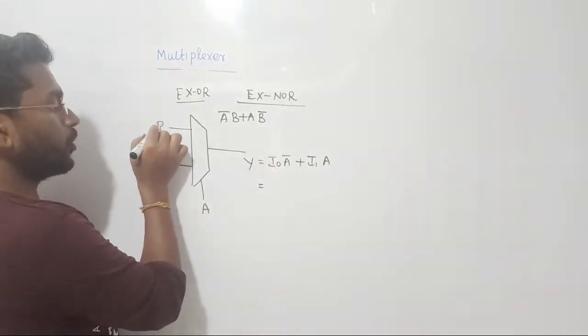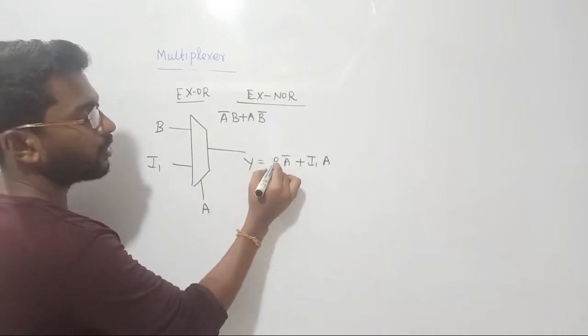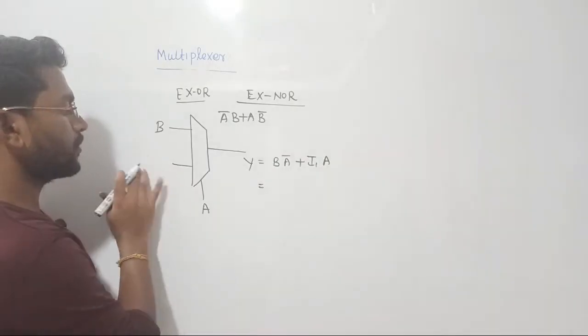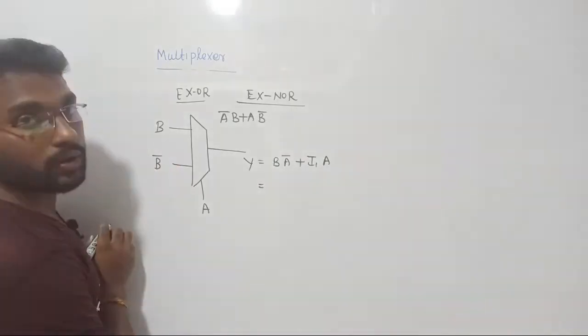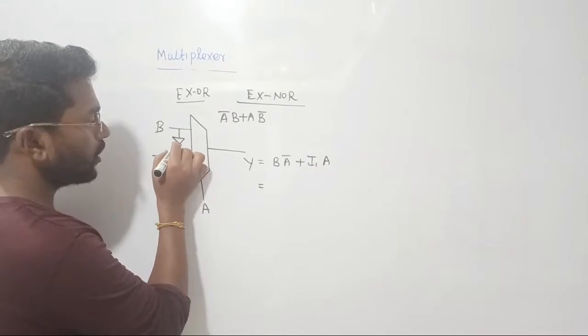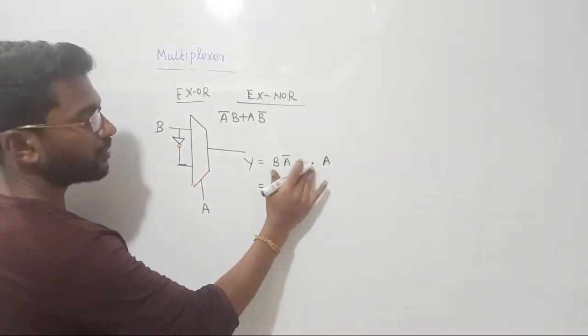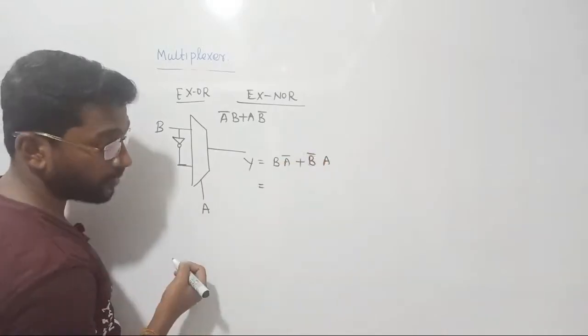So in place of I0, can we put B? Yes, this becomes B automatically. Already A is available, I mean B bar. So what will you put here? Operation is over. Or you can simply say I am just putting one inverter here and connecting here. So the output is going to be what? This is our XOR gate.